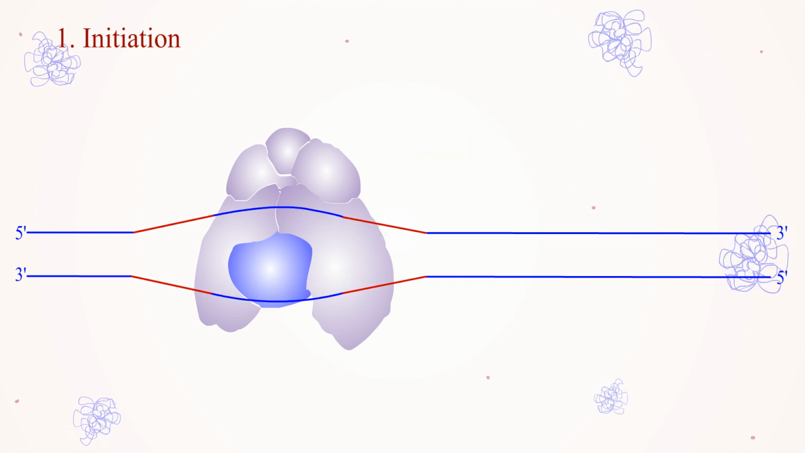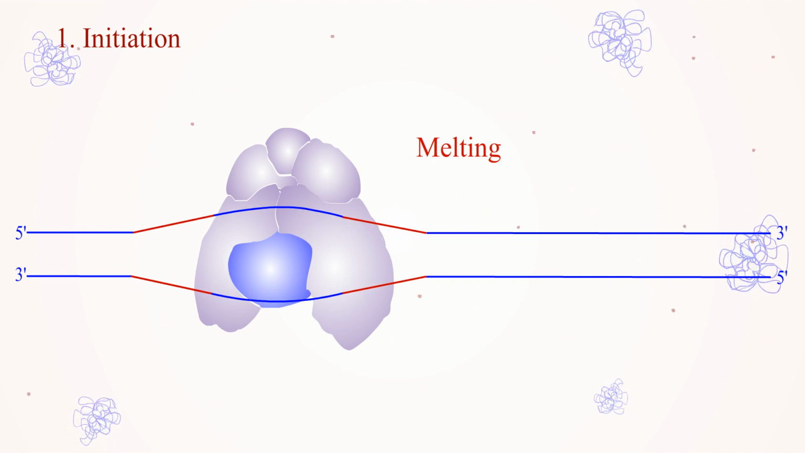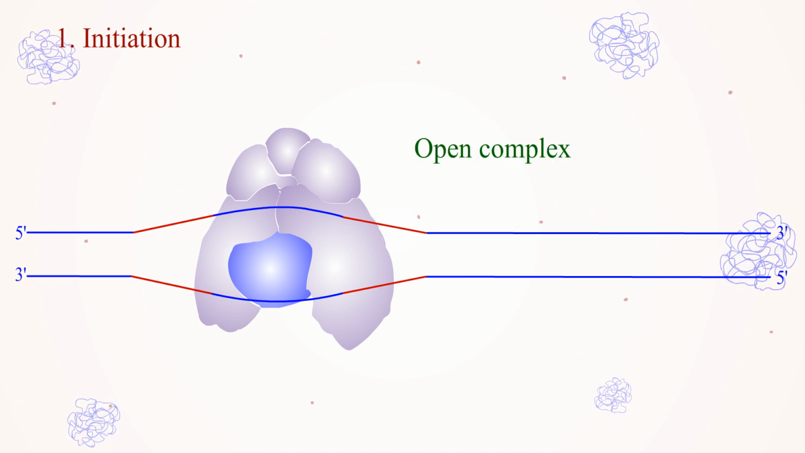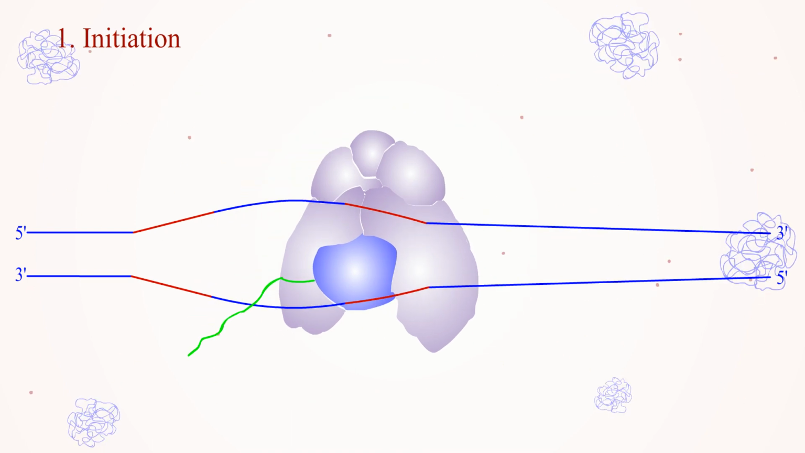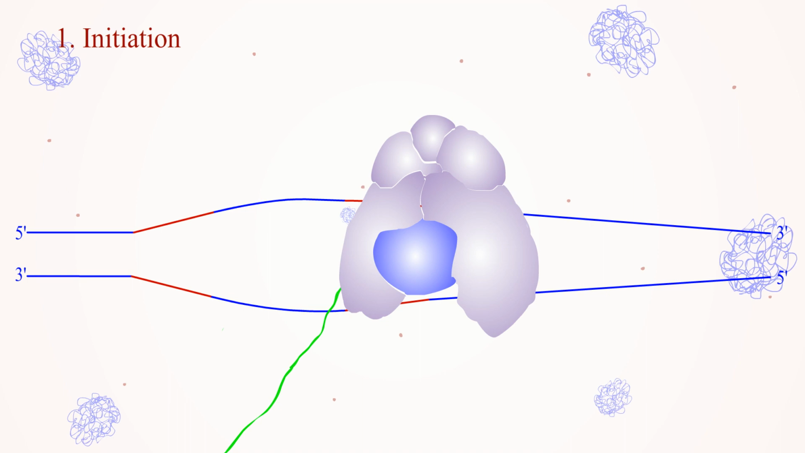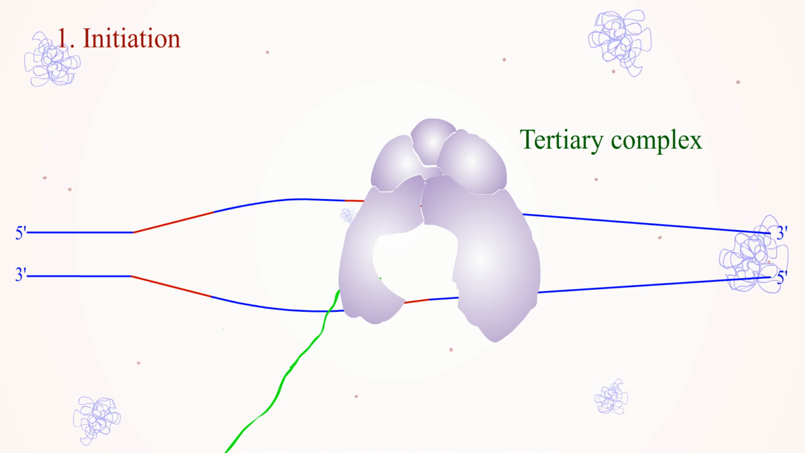Then the RNA polymerase will separate 10 to 14 bases of the DNA strands, starting from -11 to +3, through a process called melting. The opening of DNA will lead to the formation of an open complex. This process is called isomerization, and the synthesis of RNA more than 10 base pairs long will occur to start the RNA synthesis. The sigma subunit will exit from the complex to form the ternary complex.